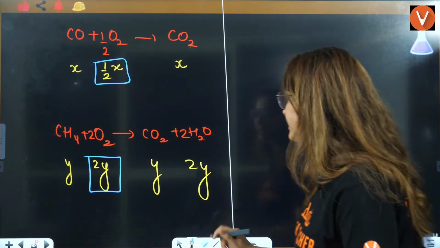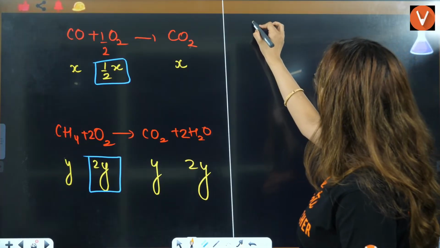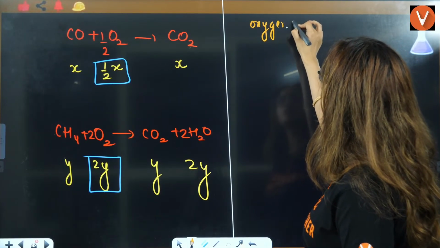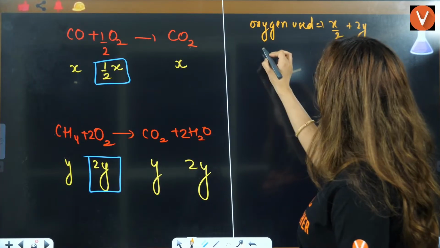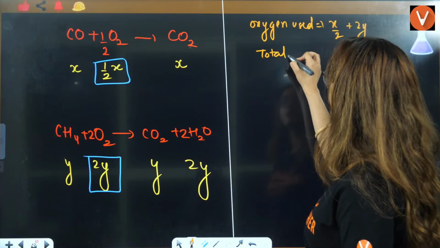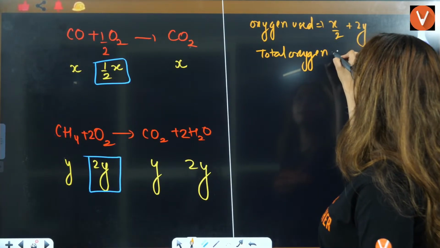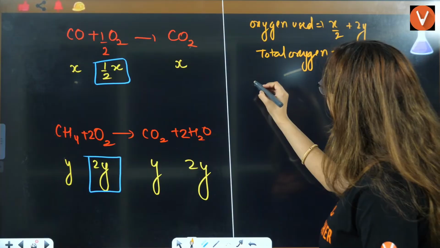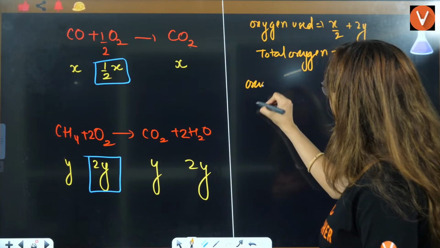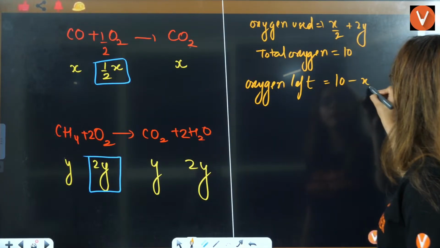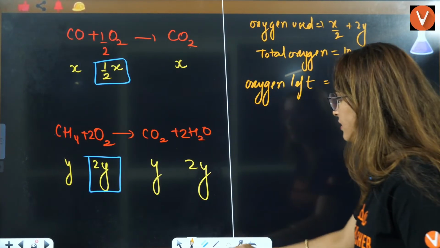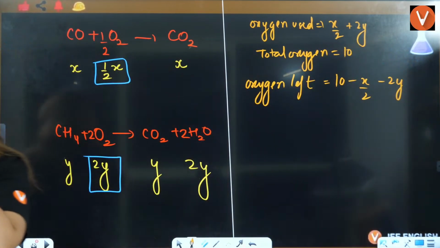So can I just write it here that oxygen used is X by 2 plus 2Y, right? Total oxygen that was exploded is 10, right? So can I say that oxygen remaining, oxygen left, is 10 minus X by 2 minus 2Y? Okay? It remains as trace. Can I say this, students?